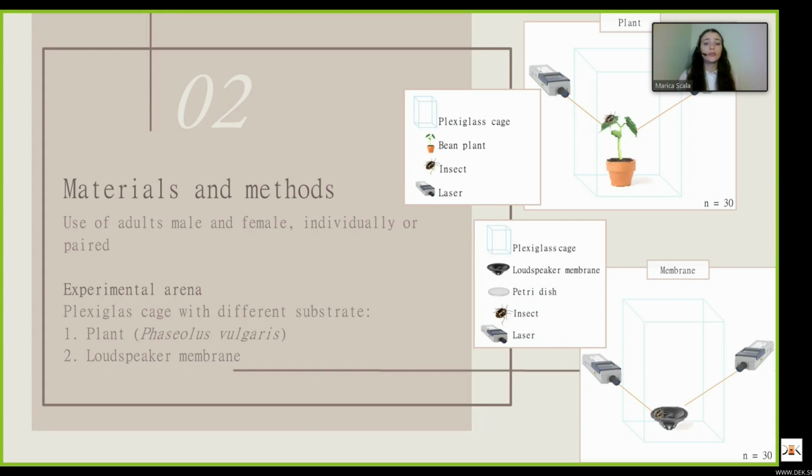The individuals used for the trials were separated just after becoming adults in order to avoid any contact with the opposite sex. Therefore, they were adults that were kept from copulation for the purpose of this experiment. With the use of a plant as a substrate, two lasers were used, one pointed on each leaf, ensuring the signal detection. While for the membrane substrate, a petri dish was placed above in order to avoid insect escape, and the two lasers were pointed directly on the membrane and on the petri surface.